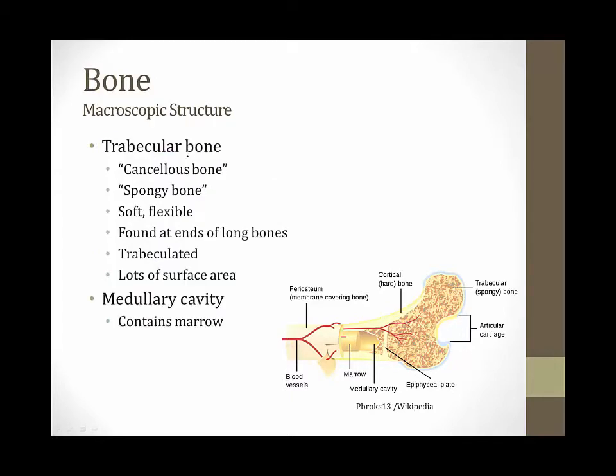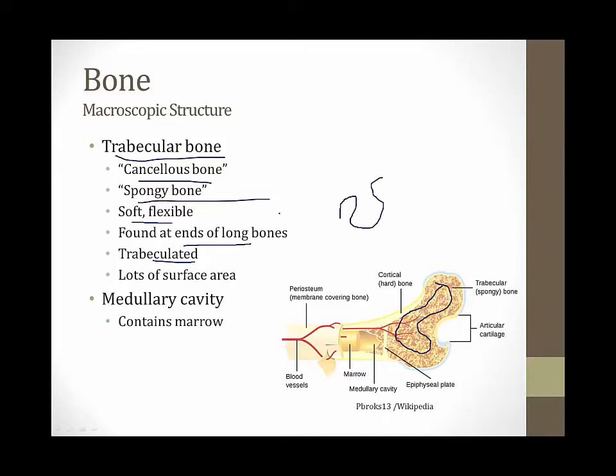In addition to the cortical bone, there is another type of bone called trabecular bone. It's also called cancellous or spongy bone. This is the bone tissue shown in this part of the bone in this drawing on the screen here. This bone is soft and flexible, and it's found at the ends of long bones. It's trabeculated, which means it's sort of honeycombed with lots of spaces made by the bones.